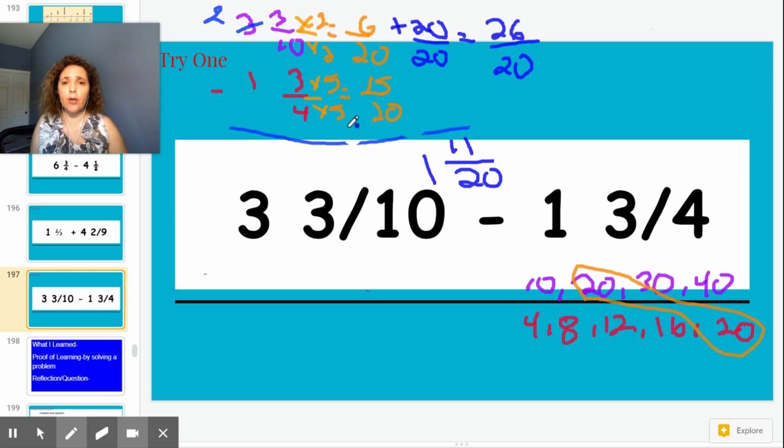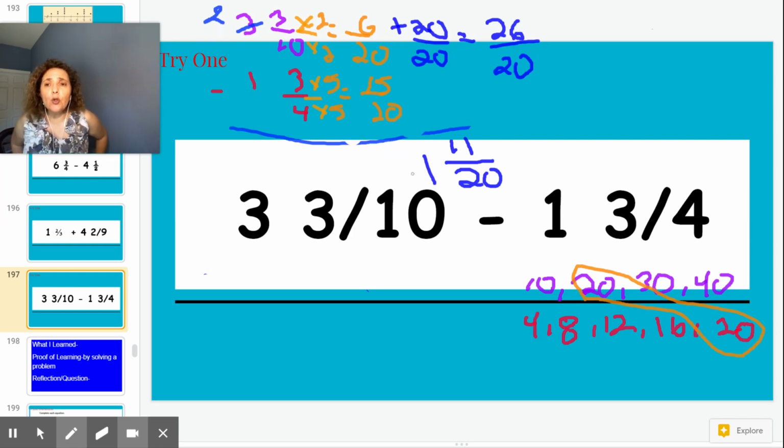4 times what is 20? I'm going to multiply both top and bottom by 5, gives me 15/20. 10 times what is 20? So I got to multiply top and bottom by 2, gave me 6/20. But I have 6. Can I take away 15? No. So then I borrowed 1 from my whole, and that gave me a 2. And since I have 20ths, I got to add 20/20, which turns out to be 26/20. So then 26 minus 15 gives me 11/20. And then 2 take away 1 is 1 and 11/20.